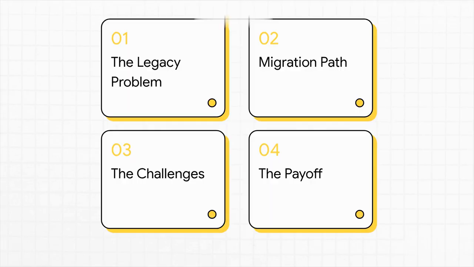All right, so to guide us through this, we've got a pretty clear four-stage roadmap. First up, we're going to diagnose what we'll call the legacy problem. Then we'll get into charting the migration path. After that, we'll talk about navigating the challenges, because there are always a few. And finally, we'll get to the good stuff, the cloud-native payoff.